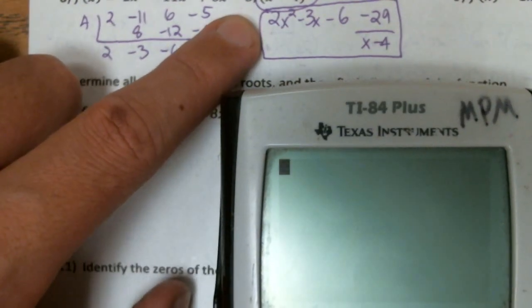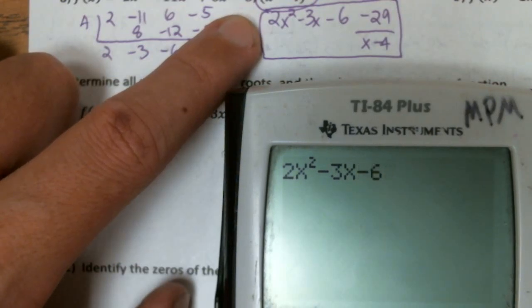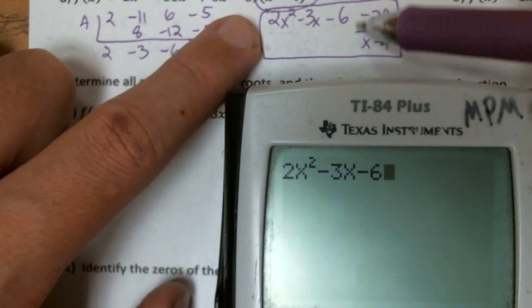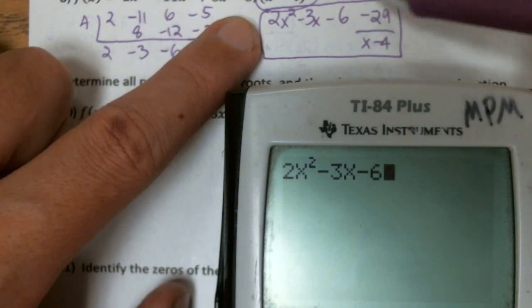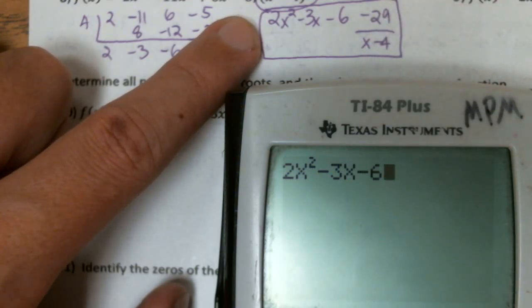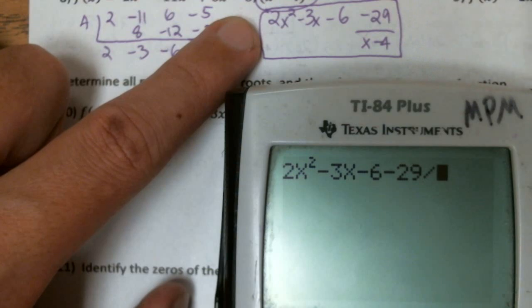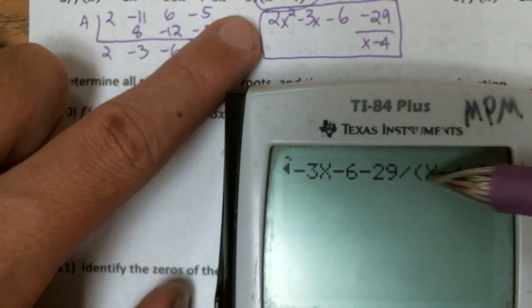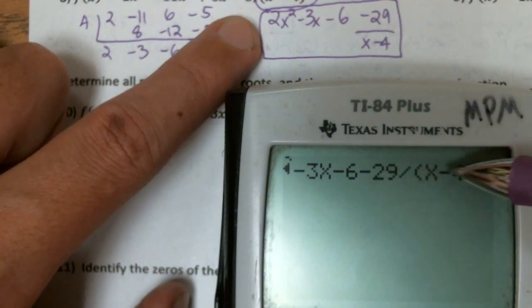So we got 2x squared minus 3x minus 6. I don't need to put the numerator in parentheses because it's only one thing. Now, if there were two things up here, like negative 29x plus 2, I would need to put that whole numerator in parentheses. But in this case, I can just type minus 29 divided by, now the denominator I must put in parentheses because I have more than one term down there. So parentheses x minus 4, close the parentheses. Your calculator will do the division first, so 29 divided by that.